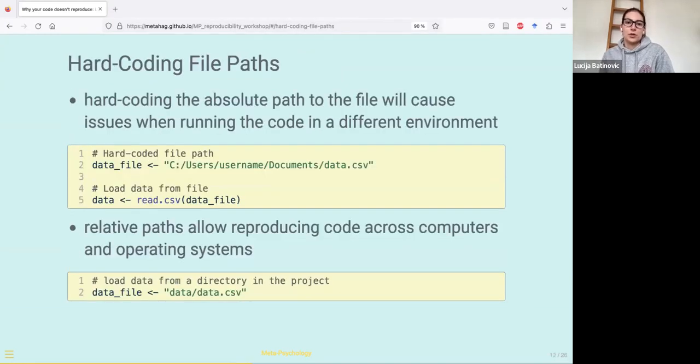Then we have the hard coding file paths, which is usually the most common reason. But this is something that's very easy to fix. It's just something that causes this issue that it doesn't reproduce immediately.